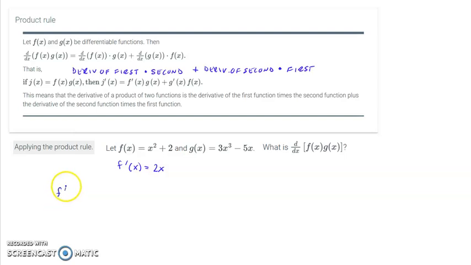So we're going to have f prime of x, which is the derivative of the first function, right, times the second function, which is g of x. And we're going to be adding to it, right, the derivative of g of x, so let's go find that one. G prime of x.